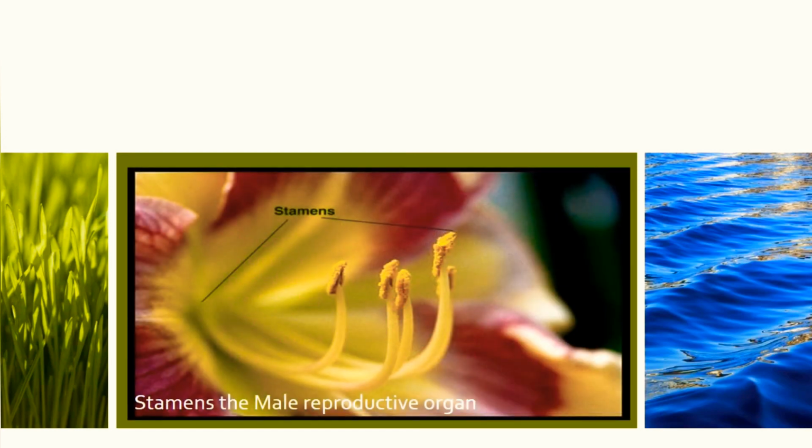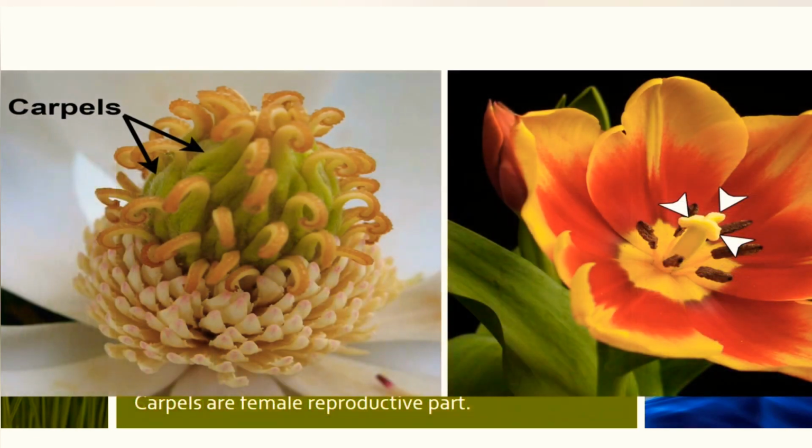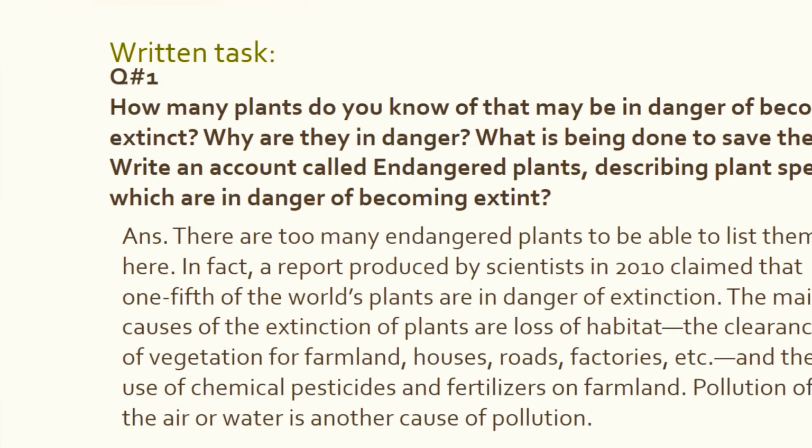Stamens are the male reproductive organ in a flower. Can you see these yellow sacs? They are full of pollen grains, and these yellow sacs are called anthers, and this stick-like part is called the filament. Okay. These are carpels. These are called the female reproductive parts of the flower.